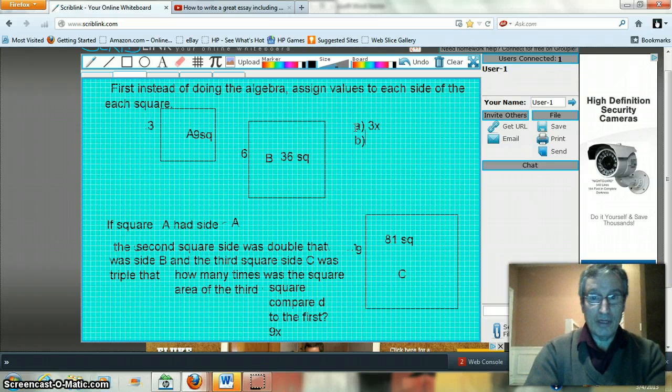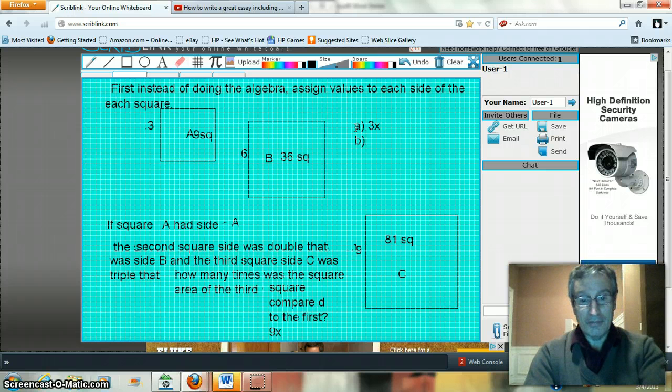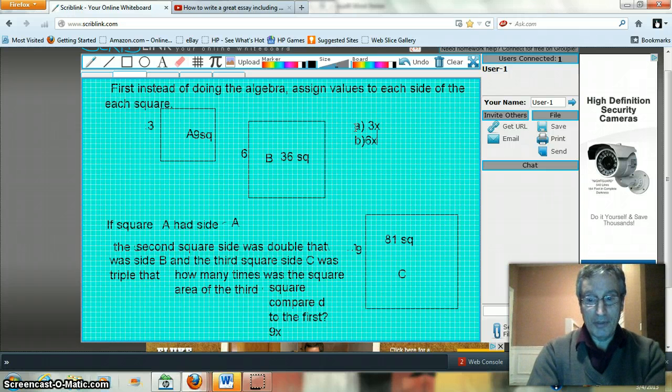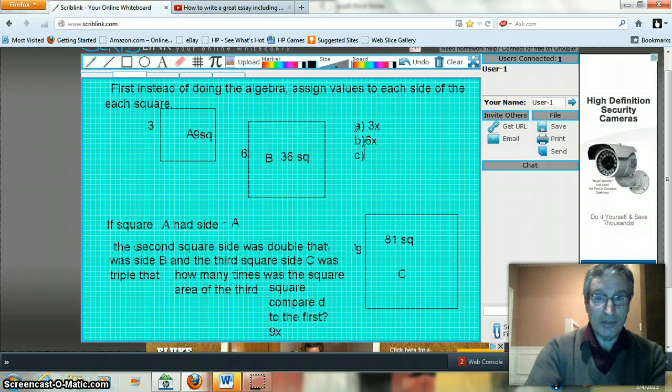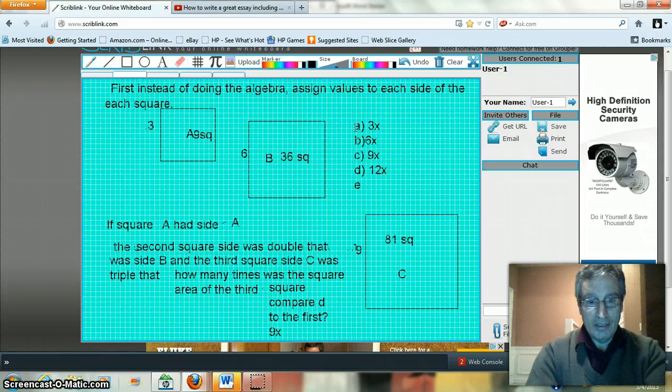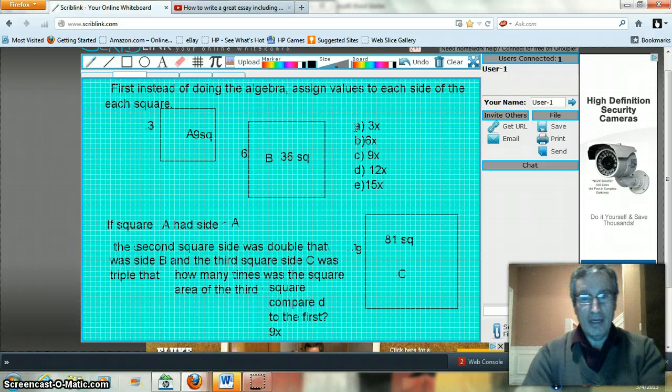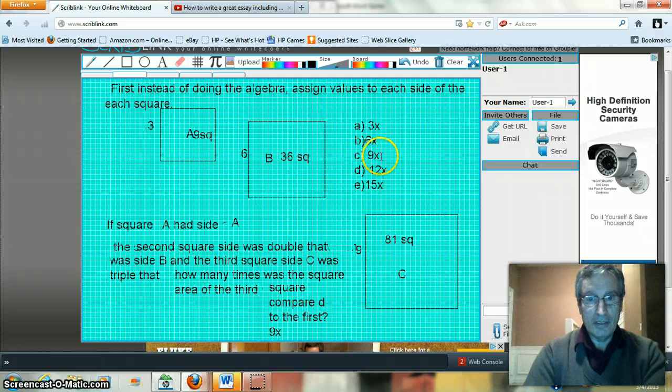You might also have 6 times, so somebody would look at the multiplier there. C, in this case, is going to be the correct answer, 9 times. And then they might give you an outlier, D, 12 times, or E, 15 times. And if you notice, clearly C is the correct one, 9 times.